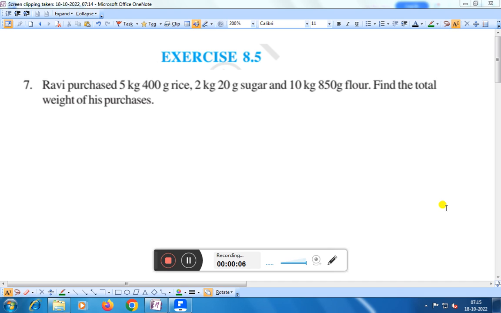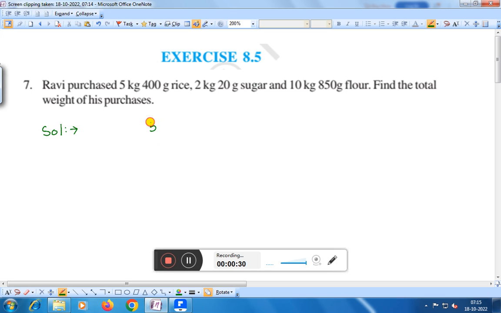Ravi purchased 5 kg 400 gram rice, 2 kg 20 gram sugar and 10 kg 850 gram flour. Find the total weight of his purchases. Right. What do we do? We have to change all these into the same unit.